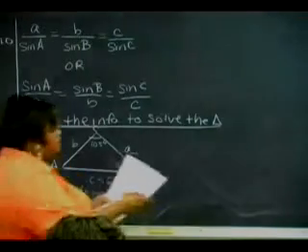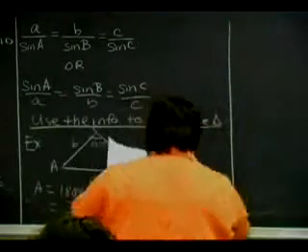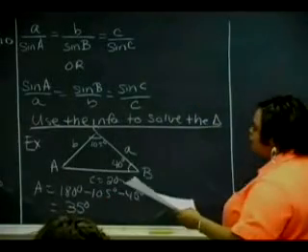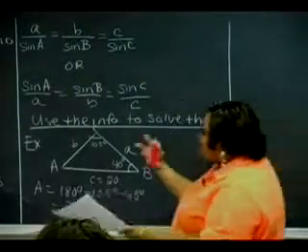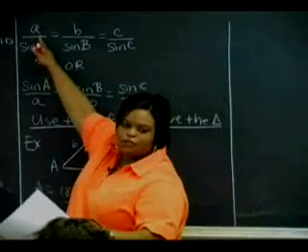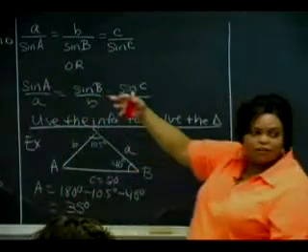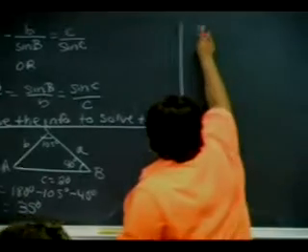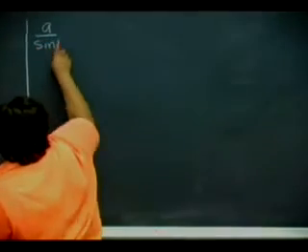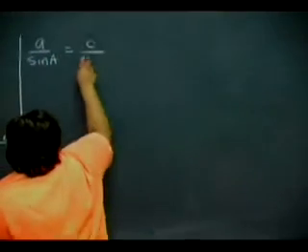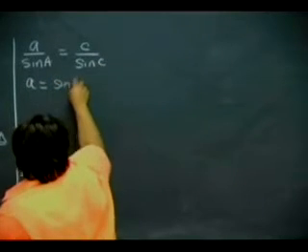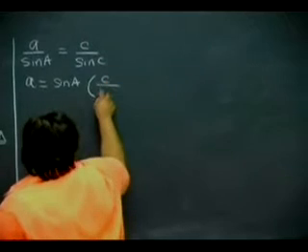So when I'm finding little a, I can use that, and it doesn't matter which form I use. Well, it really does. I mean, it doesn't matter, but I'm finding little a, so I may want to use this form because little a is already in the numerator, okay? So I can say little a over sine A is little c over sine C. And I can find little a because I can multiply both sides by what? Sine big A.